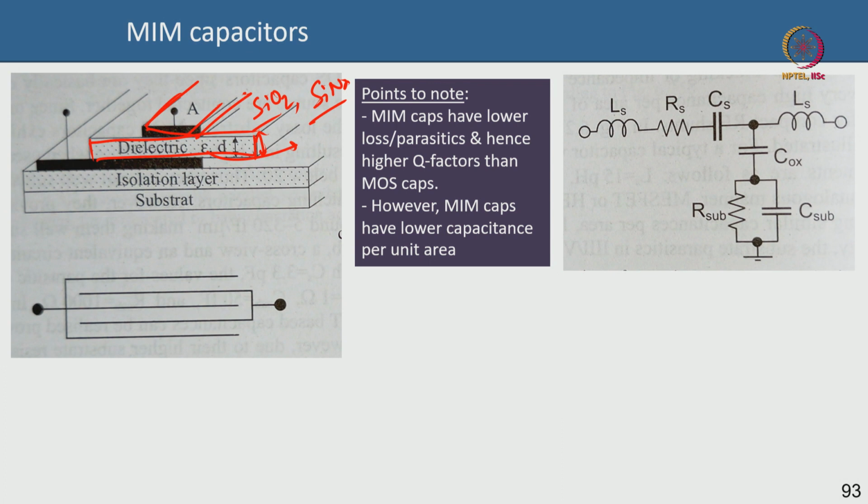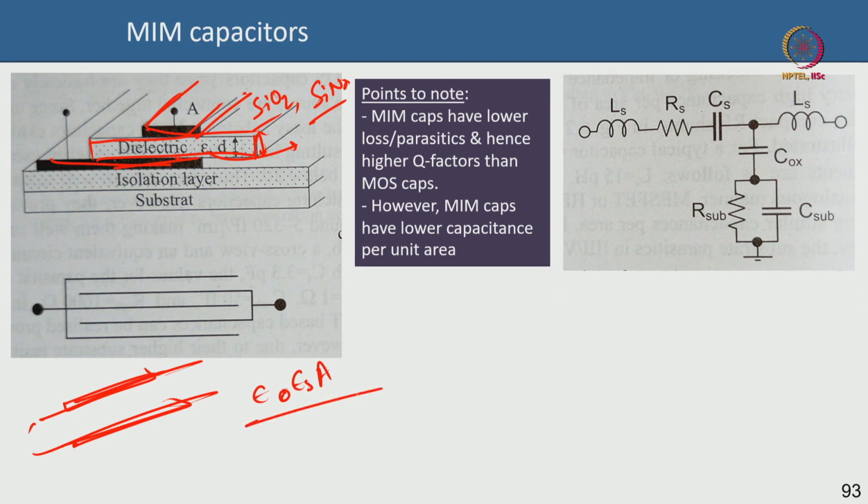So, there is a metal plate here and then there is a metal below. It is like a metal, dielectric and then a metal. So, it is metal, dielectric, metal. So, epsilon naught epsilon r times the area of the top metal, the active metal, divided by the thickness of the dielectric gives you the capacitance value.